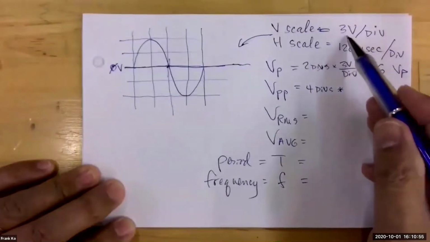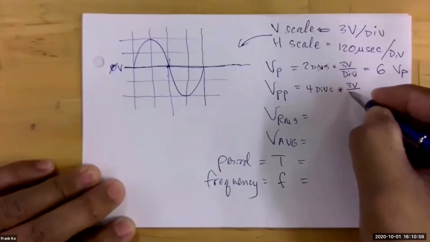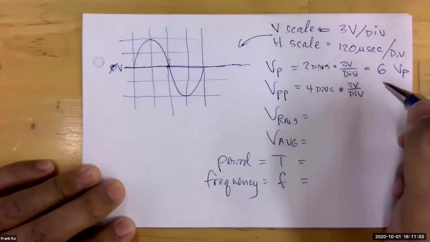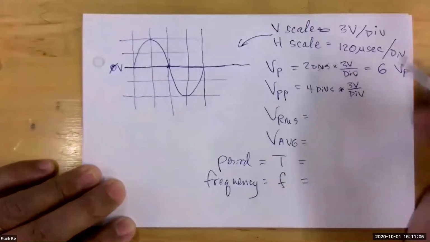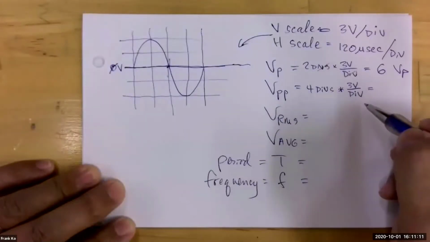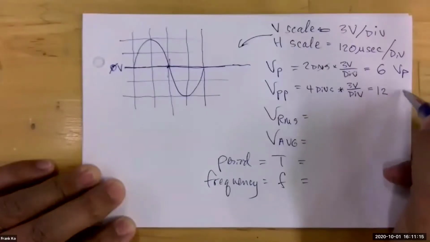By the V scale. Yeah, the V scale. And that would be 3 volts per division. Everybody repeat. Say 3 volts per division. Per division. Okay, and mathematically, what's that work out to, Brad? That's 12. 12.